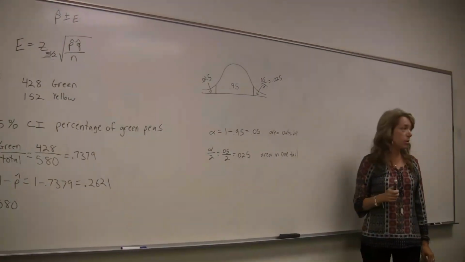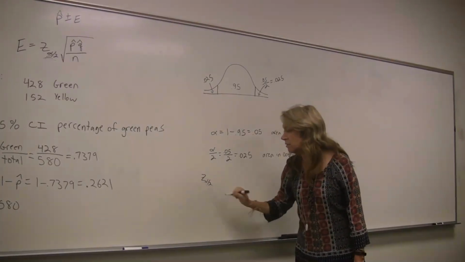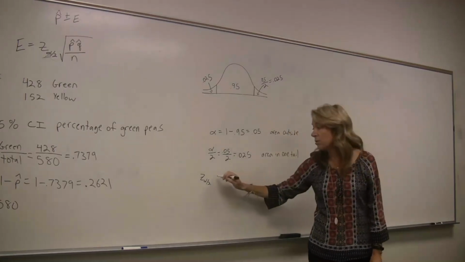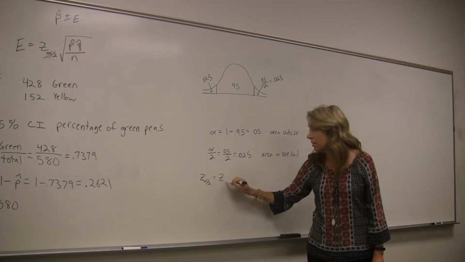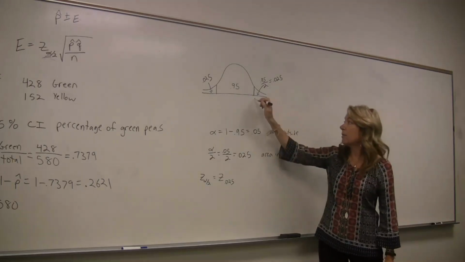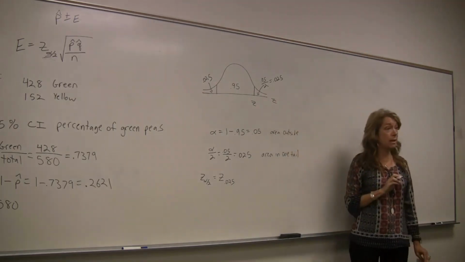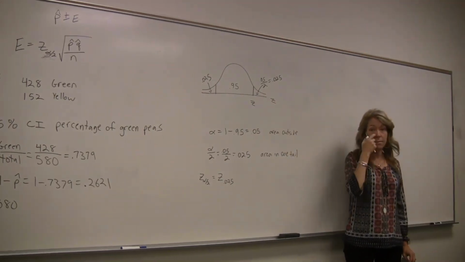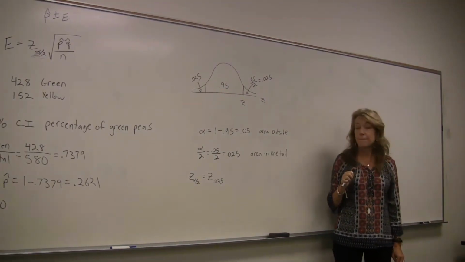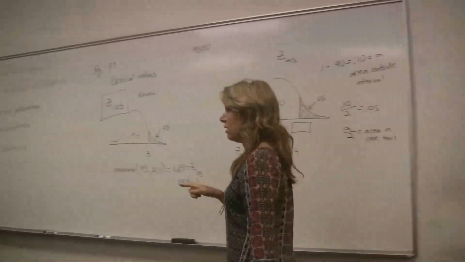I want to make sure everyone knows what we're doing. So I'm looking for the Z of alpha over 2. That's what I need in my formula there. In this problem, what's alpha over 2? 0.025. I'm looking for the Z right here. If we were talking about the Z axis here, I'm looking for what is this Z right here that gives me 0.025 to the right. Everyone okay what I'm looking for? How to find it's another question.